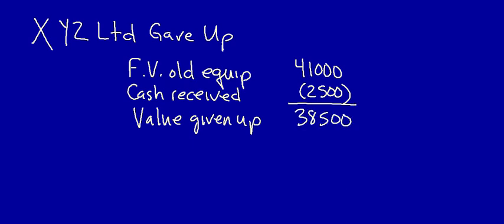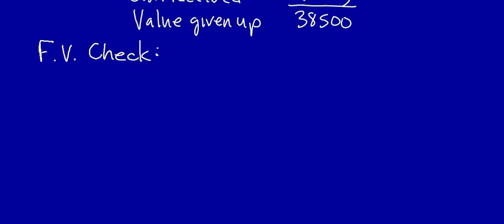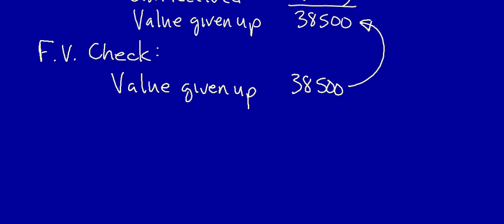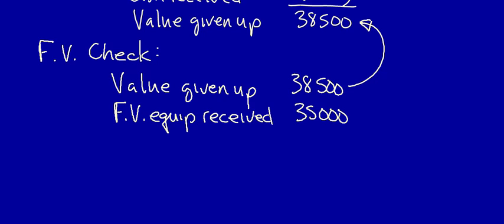Now, we have to do a fair value check. Notice that we do the fair value check whether we use with commercial substance or without commercial substance. It doesn't matter. First, we look at what we gave up. That's what we just calculated. We compare it to the fair value of the equipment received, $35,000. Now you see that what we gave up is valued at more than the fair value of the asset received, which can't happen. The fair value limitation kicks in. The maximum amount that XYZ Limited can record the new equipment at is $35,000.